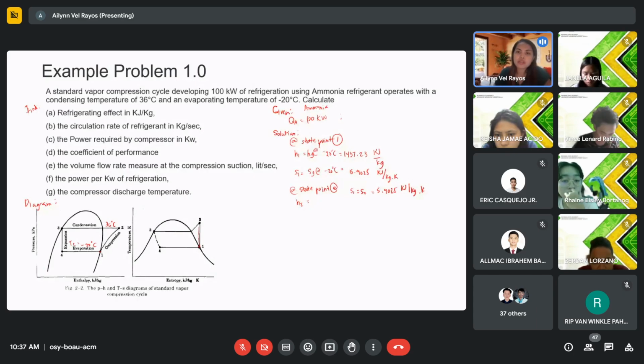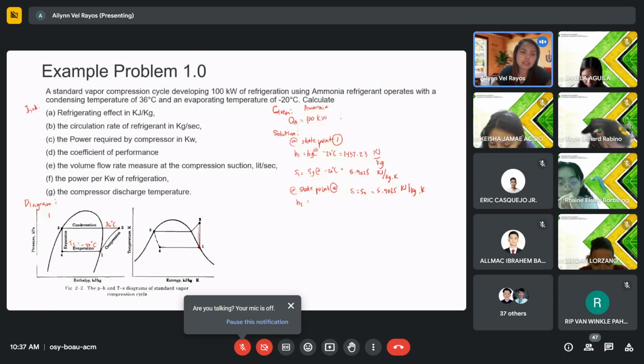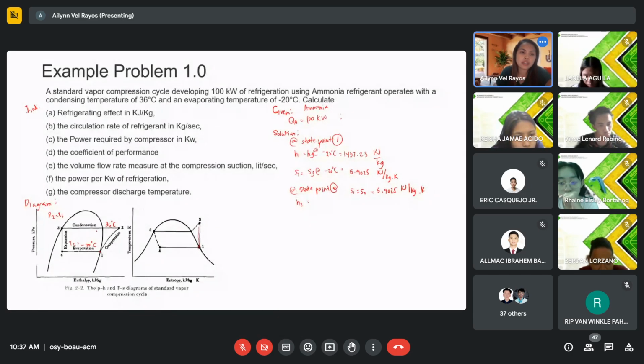Okay. How about H2? So therefore, H2, kailangan natin sa chart ay dalawang point. So isang point na known din or pwede natin punin is yung pressure at 2 to 3. Kasi sabi natin, we have constant pressure, condensation, or heat rejection. So P2 is equal to P3. Pero as you can see, hindi temperature yung equal dyan.